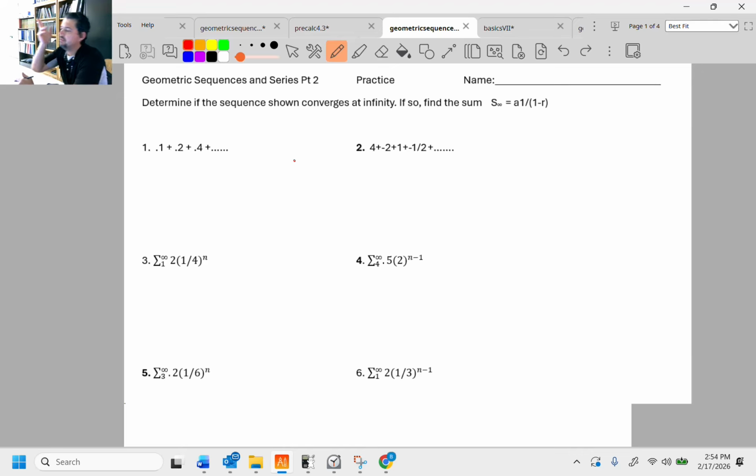All right, determine if the series converges at infinity. If so, find the sum. So we converge if the absolute value of the ratio is less than 1.